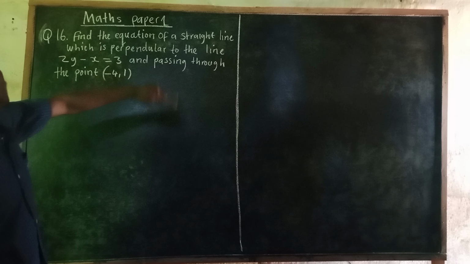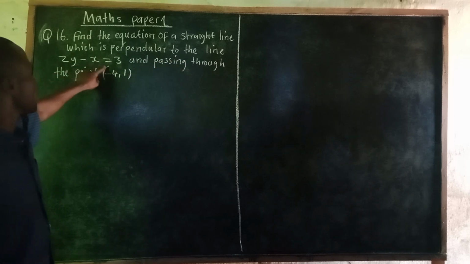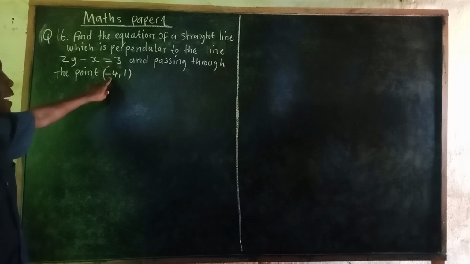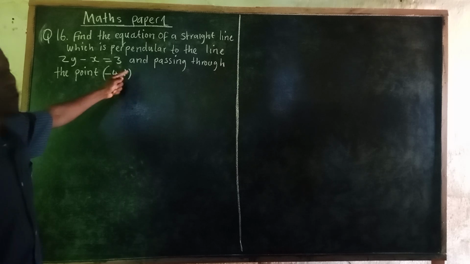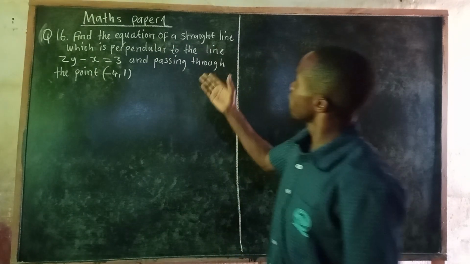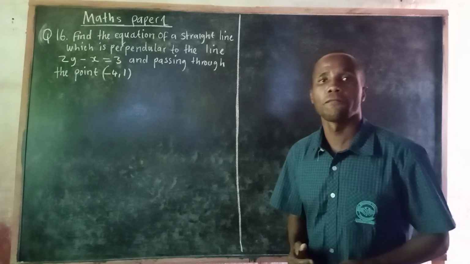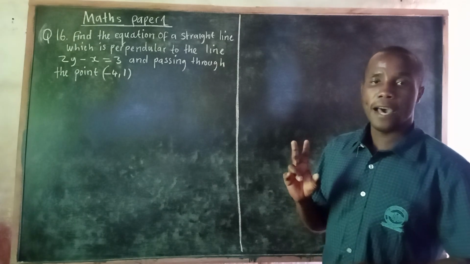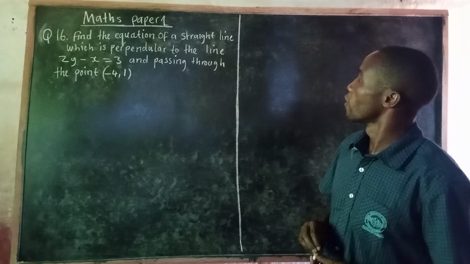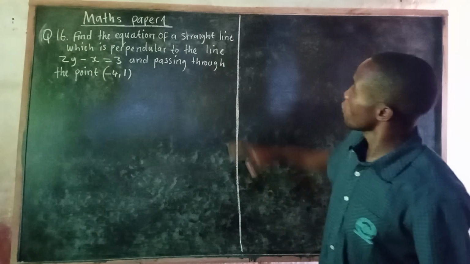Find the equation of a straight line which is perpendicular to the line 2y minus x equals 3 and passing through the point (-4, 1). Very interesting. When you are asked to find the equation, there are some important items that you're supposed to know before you come to the actual calculation.